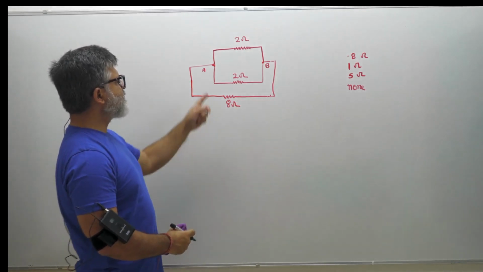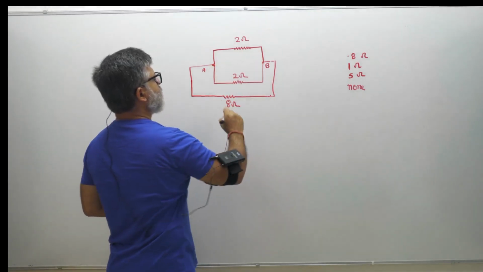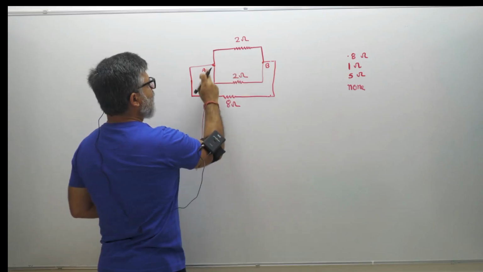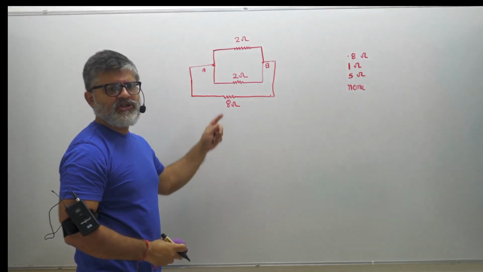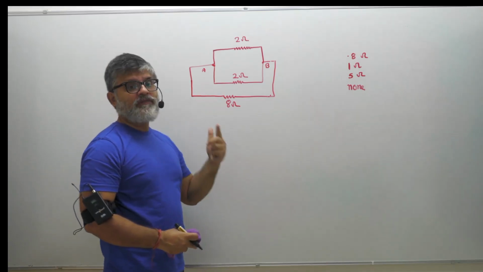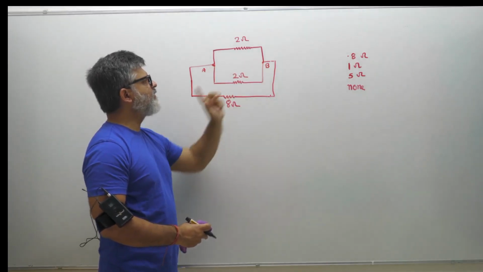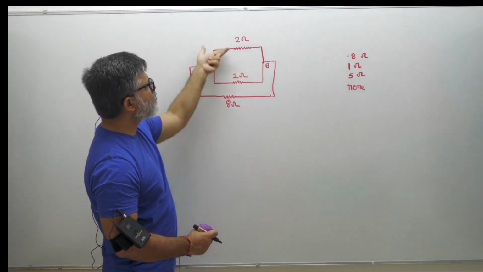Now, if you notice, 2 and 2 are connected between A and B. They are in parallel. A and B also have an 8 ohm resistance between them. Actually, it is just that it is drawn outside. But that doesn't mean it is not parallel, because it is connected between the same two terminals. So the 8 ohm is also between A and B, but just shown outside.